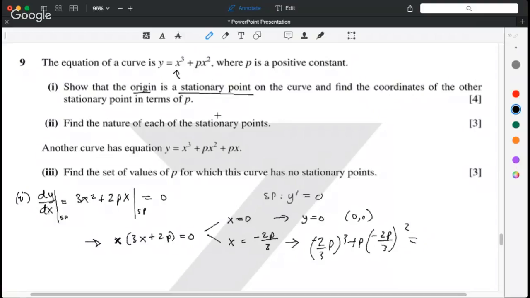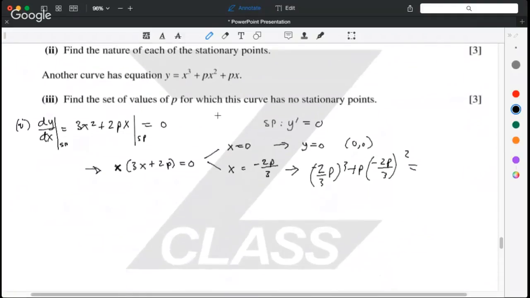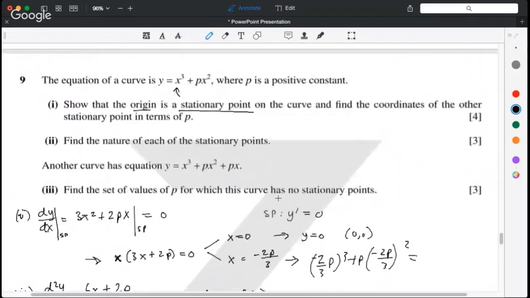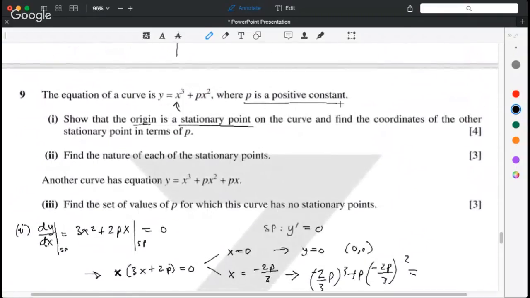So now they want you to find the nature of the stationary points. Well, the nature of the stationary points is just all decided by d squared y dx squared, the second derivative. And this is equal to 6x plus 2p. So if you look at the x is equal to 0 point, that gives that y prime prime is equal to 2p, which is greater than 0, because they've told us that p is a positive constant. So positive means that p is strictly greater than 0. It means it can't be 0.